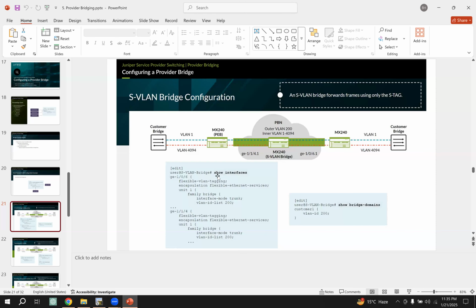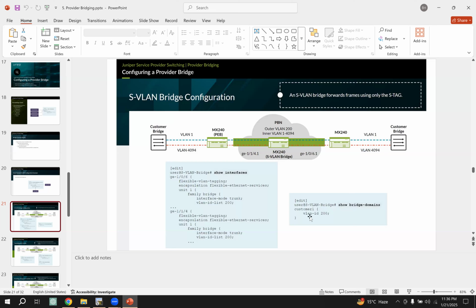you have to configure the S-VLAN bridge, this switch, the provider bridge network. In the provider bridge network, they have to allow the outer VLAN on the interface. The interface will be flexible VLAN tagging, and the encapsulation will be flexible Ethernet services. And you have to create the outer VLAN in the MX router.